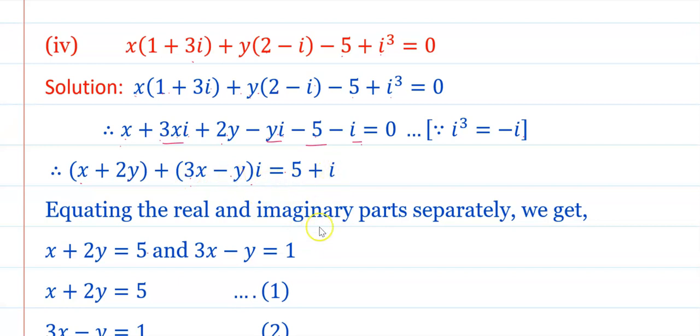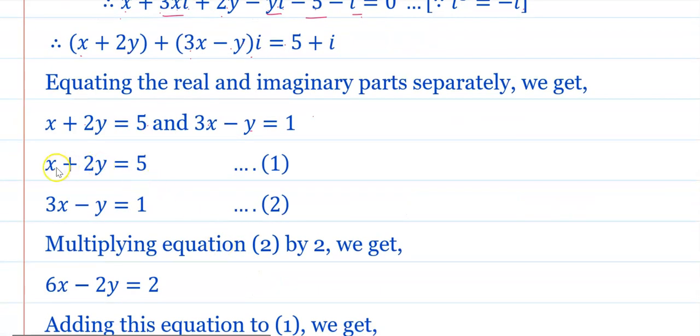3x minus y is equals to 1. x plus 2y is equals to 5. 3x minus y is equals to 1. आता हे दोन्ही इक्वेशन सॉल्व करणार. x plus 2y is equals to 5, this is 1. 3x minus y is equals to 1, this is the second one. Now multiplied equation 2 by 2. तर याला 2 ने multiplied करणार.